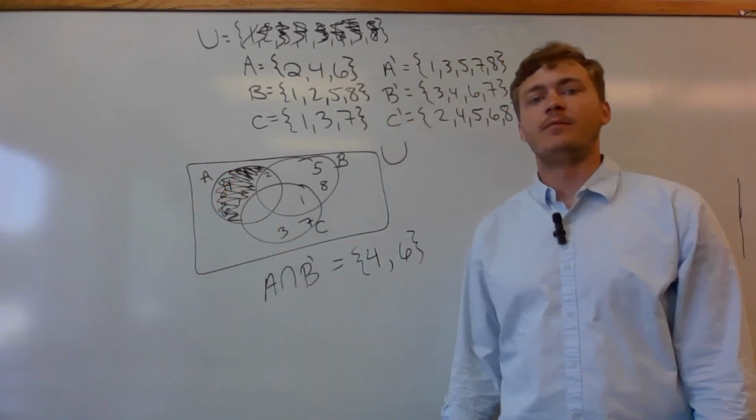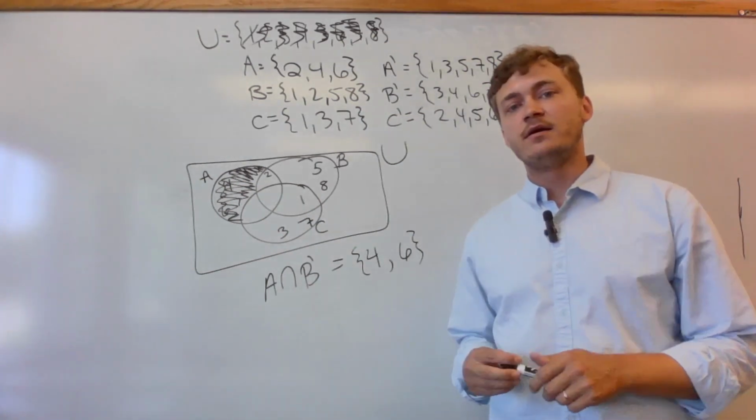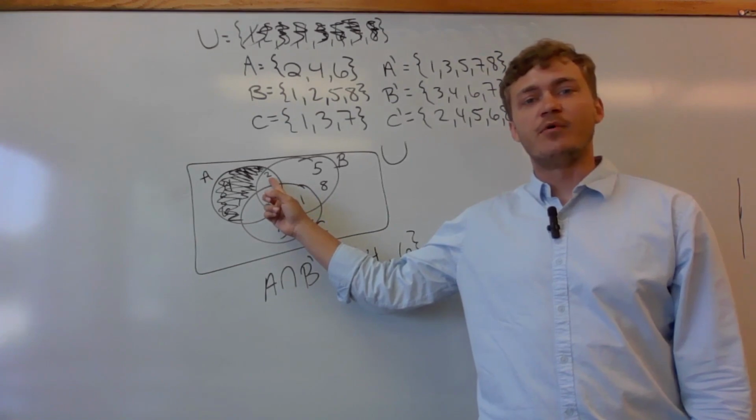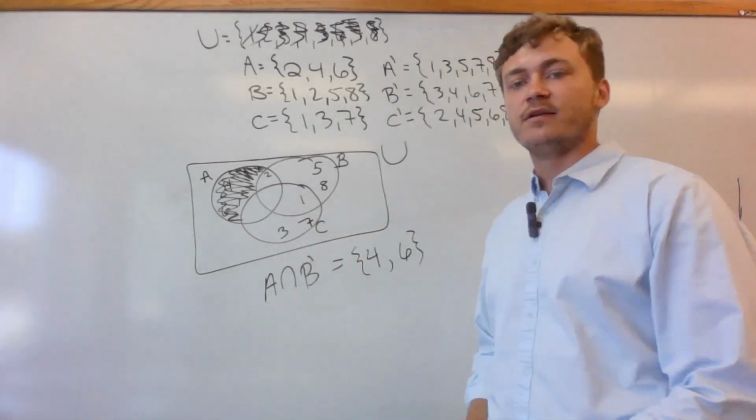A intersect B complement. Everything that's in A that's not in B. So we just had to essentially kick out that number right there. Kick out the 2. A intersect B complement.